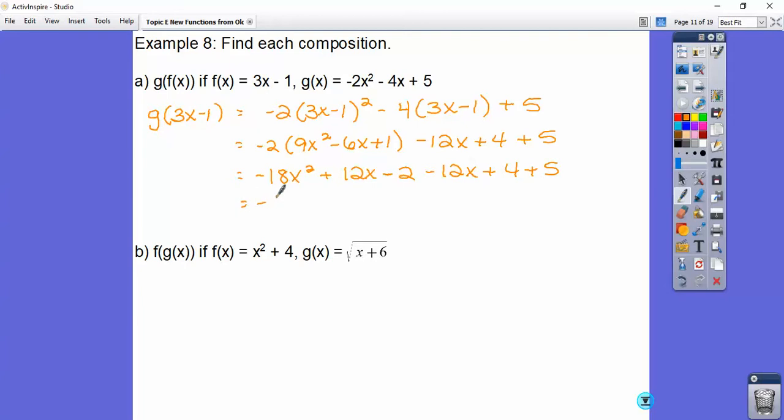And then just add like terms. So negative 18x squared. My 12x's drop. And then plus 7. You guys get that?